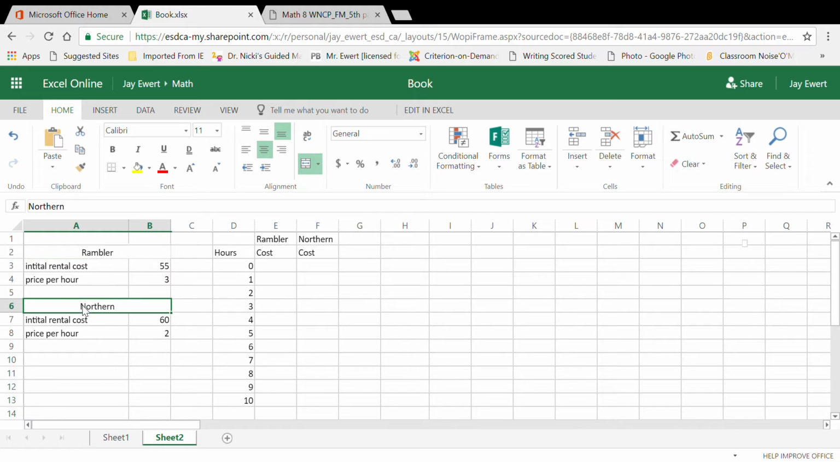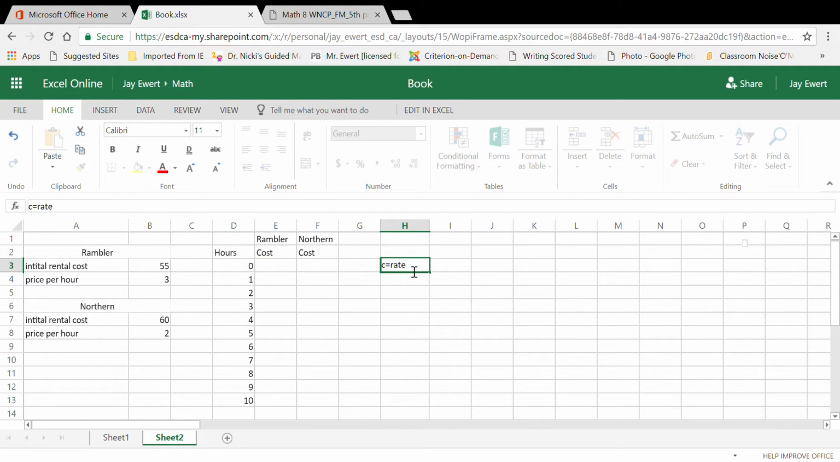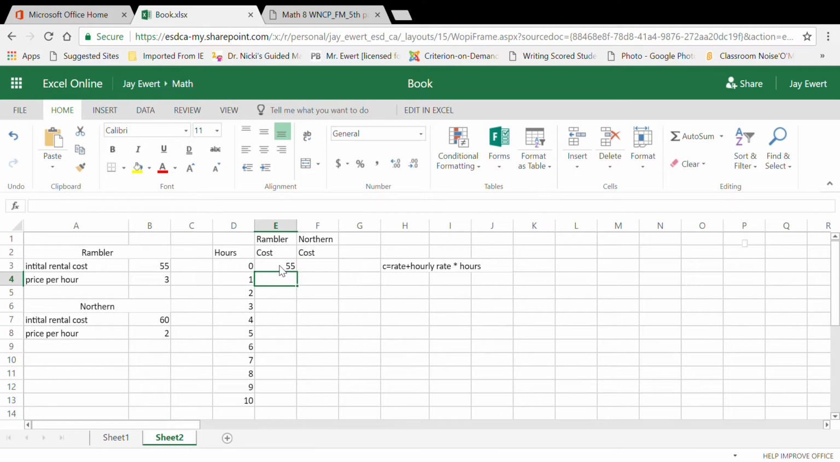We're going to compare the Rambler and the Northern. There's the initial prices. There's the price per hour. Rambler versus Northern. So we know that the cost should equal the rate plus the hourly rate times how many hours. Makes sense. So let's do that. Equals initial cost plus the hourly rate times how many hours? $55, that's right. But when I pull down to try to make these values work, something goes wrong.